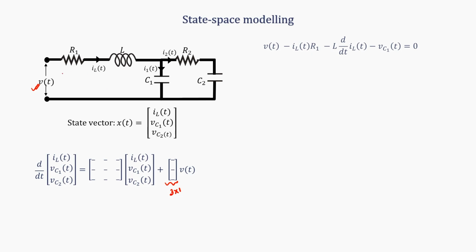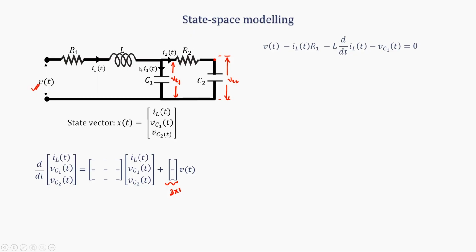The first equation, I am applying KVL here. So, in that case what do I get? V minus, now you see the current through the resistor and the inductor here is IL. So, V minus IL into R1 minus L dIL/dt minus, here I am saying that the voltage is VC1. Why am I saying that? Because I have to write down the equation in terms of VC1, VC2 and IL. So, what are VC1 and VC2 here? This is VC2 and this is VC1, the voltage across the capacitor.